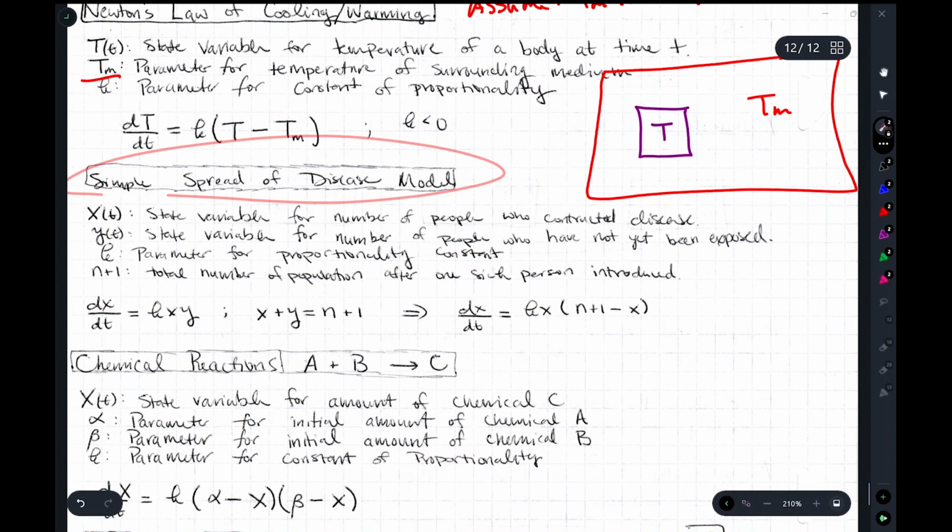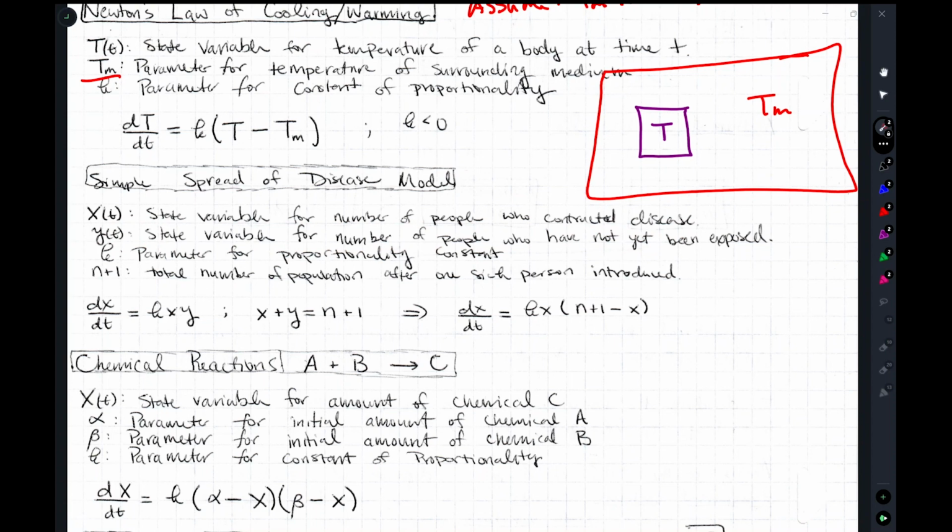We also have a simple model for disease spread. If X is the number of people who contracted the disease, and Y are the people who have not yet been exposed, then it's reasonable to say that the rate of change of the people who contract the disease is going to be proportional to the number who still have not been exposed times the number of people who have contracted it. And you fix that proportionality constant K.